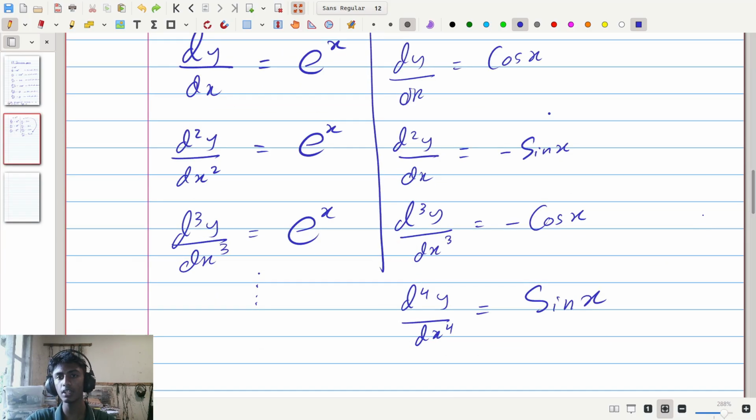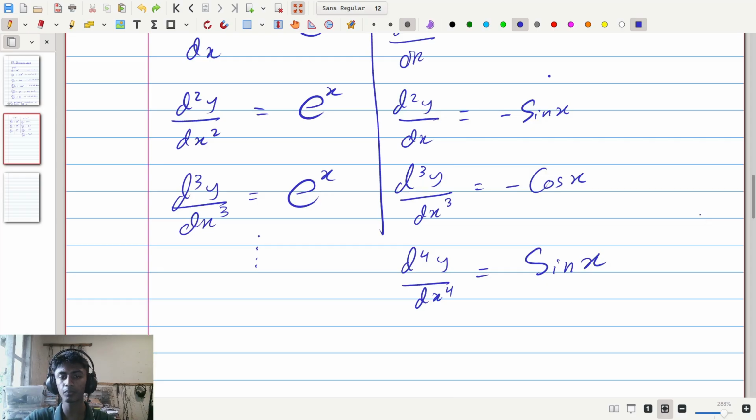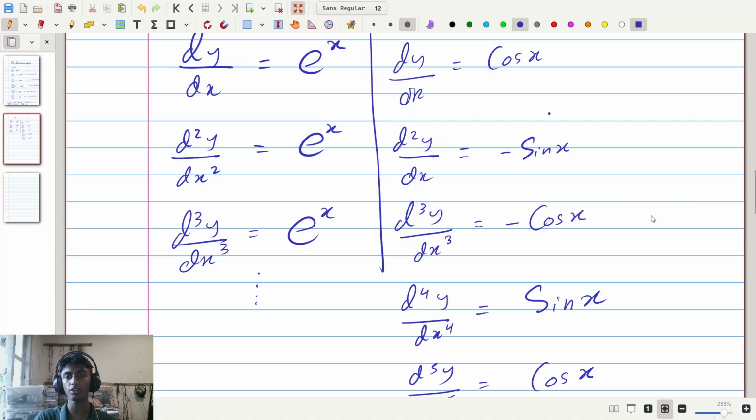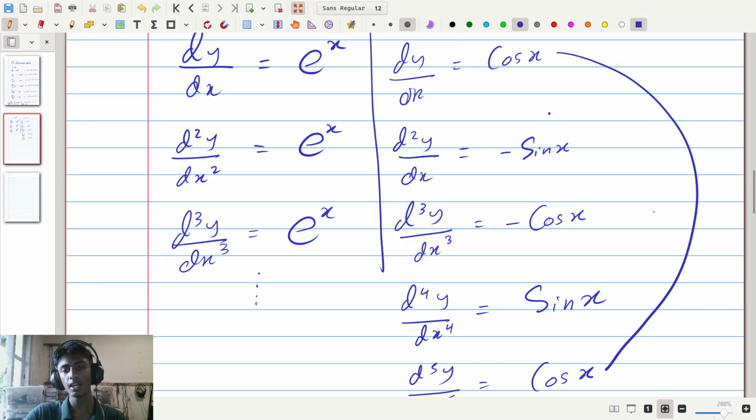Over here you can see, if I take the fifth derivative, as in d fifth y by dx to the fifth, this is going to be the derivative of sine x, which is going to be cosine of x. We can see that the first derivative of sine x is cosine of x, and the fifth derivative of sine x is also cosine of x. So if instead of dy by dx equals cosine of x, we had y equals cosine of x, the fifth derivative would also be cosine of x.